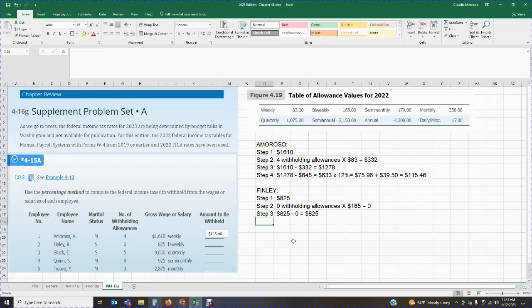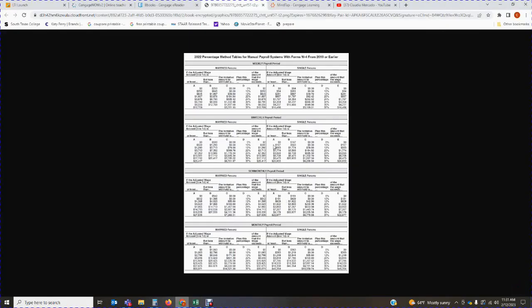Now that we've got that, we're going to go to our table, step 4. I'm going to start out with my 825, and this person is single and gets paid bi-weekly. So we're going to go back to our tax table and look at the bi-weekly column. The amount of taxable earnings is $825, so that would put the person at the second tier.